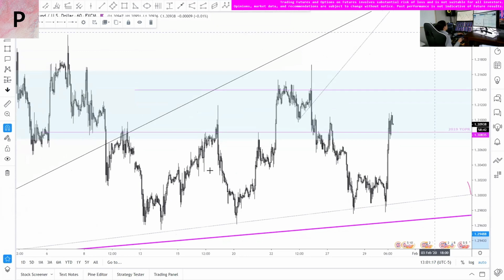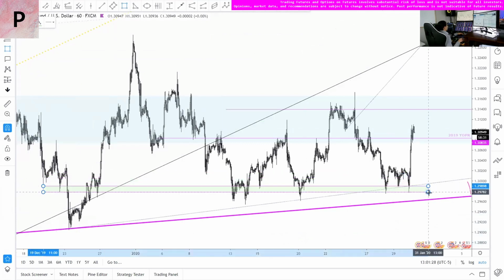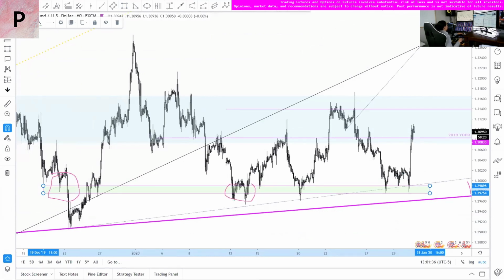So here is my pound dollar. I'm going to grab a rectangle here and I'm going to drag it across here, because remember, the rule is as long as price action touches 1, 2, 3 times, then that is a zone of validity. Now, get creative with it.